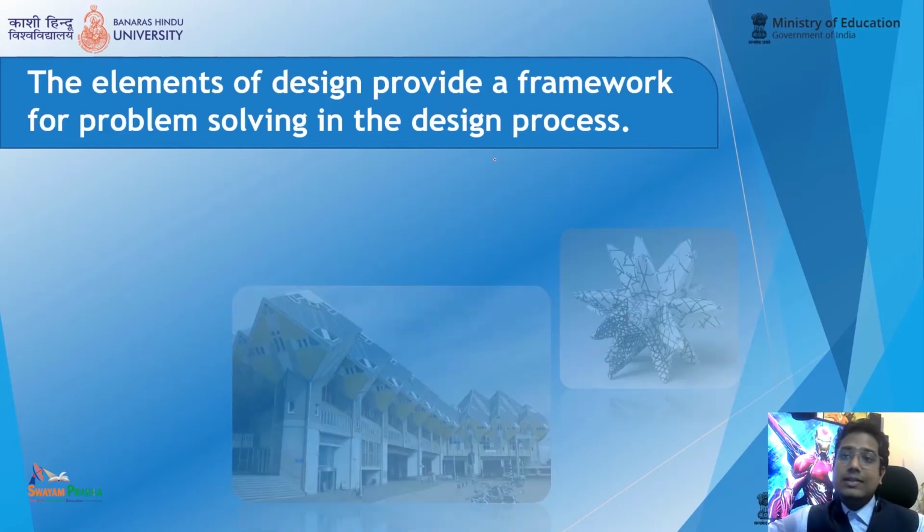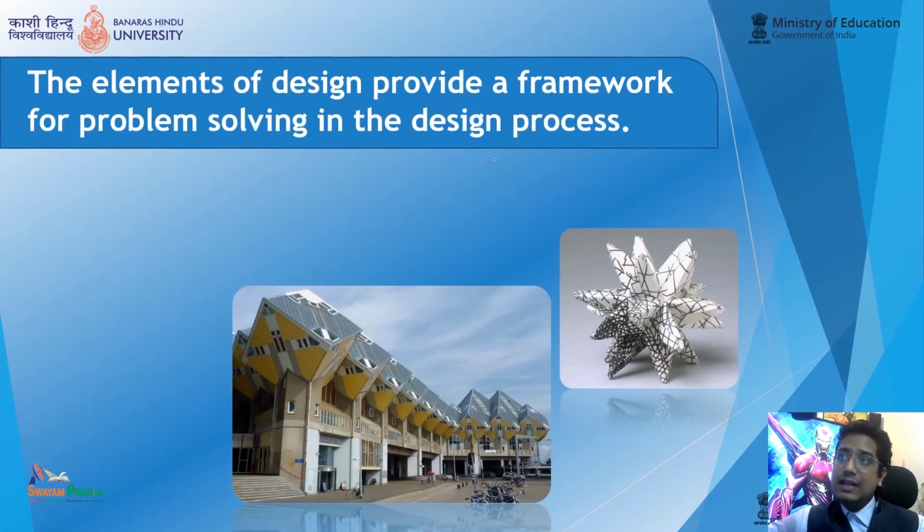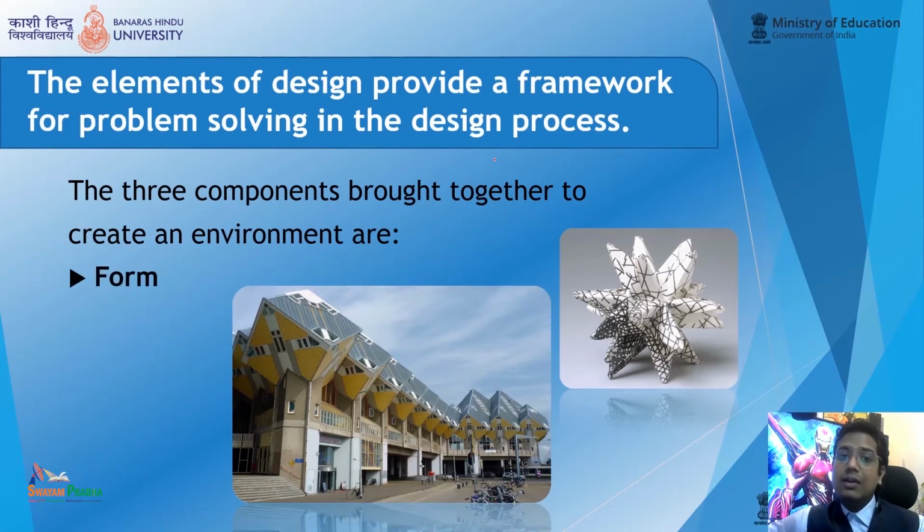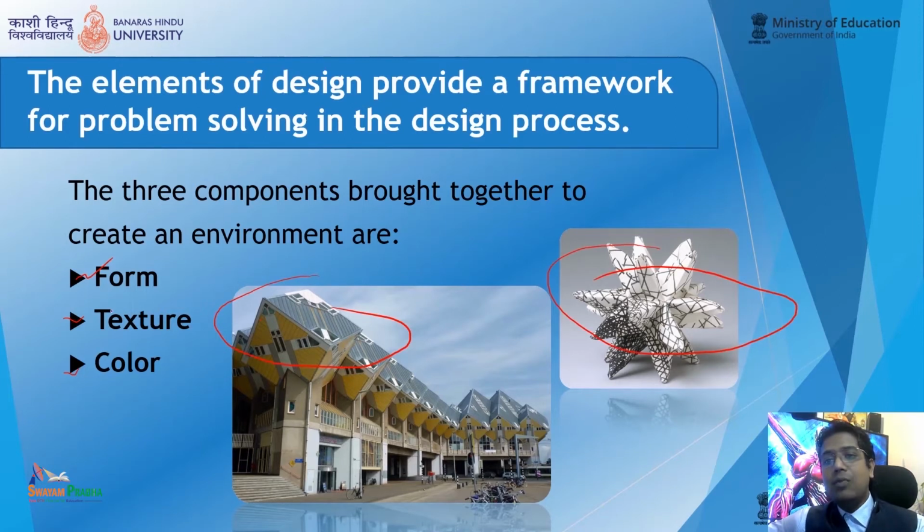Now let us discuss the elements of design, which provide a framework for problem solving in the design process. If you are talking about computer graphics and design, we can divide it into three components to create an environment. What are they? First is the form, second is the texture, then we have our colors. Any kind of images we create are made up with the help of form, textures and colors, right?